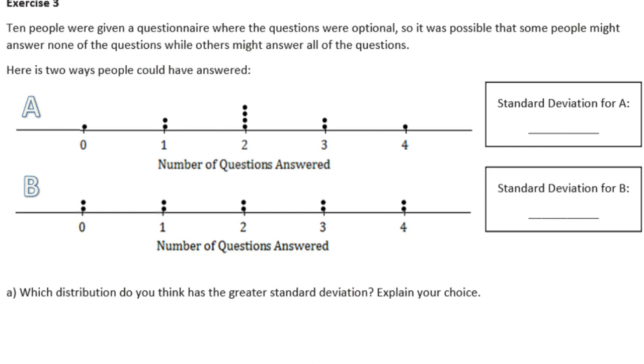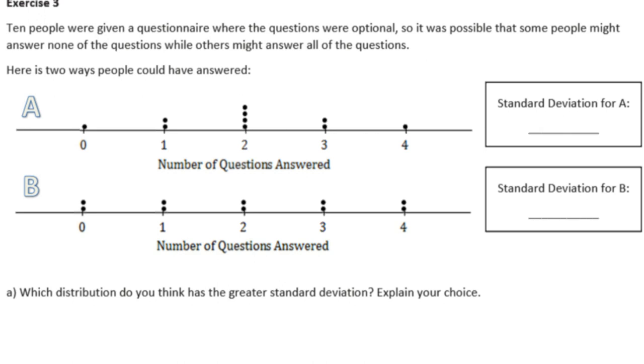So let's look at the next part. Here we have 2 data sets for A and B. It says 10 people were given a questionnaire where the questions were optional, so it's possible that some people might answer none of the questions while others might answer all of the questions. So we've got 2 ways people could have answered. So you've got your data set for A, you have your data set for B.